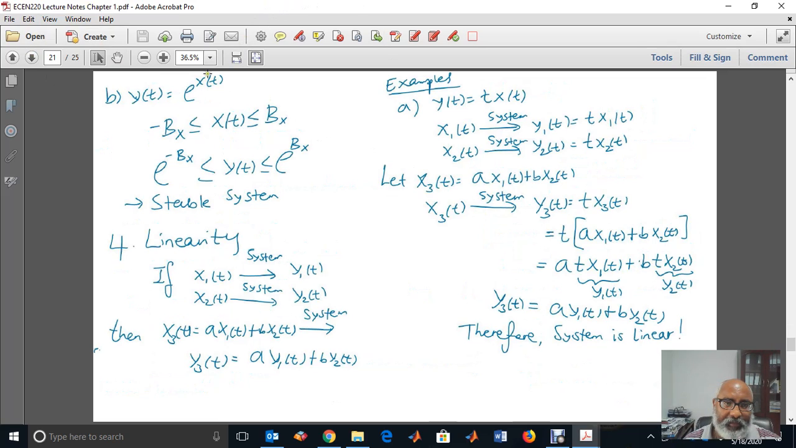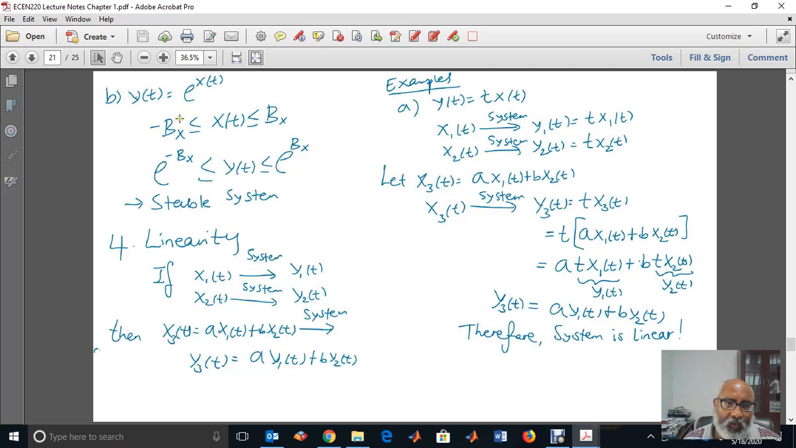Let's have another example. Let's have a certain exponential system. What does it mean? If I have an input x of t, then the output will be e to the power of x of t. So put x of t to the system, and at the output you get y of t equals e to the power of x of t. Is this system stable or not stable?